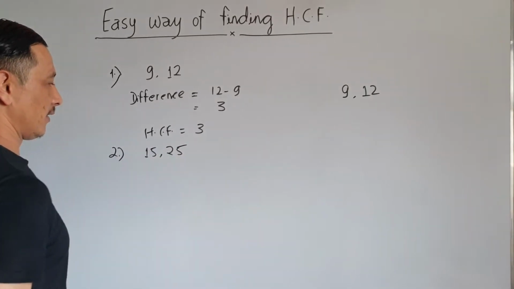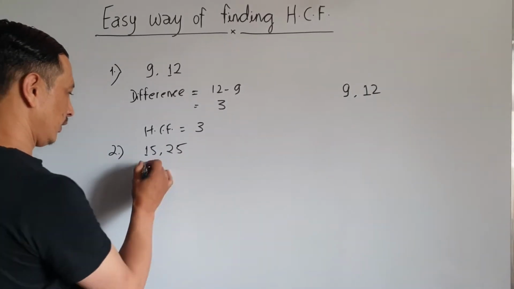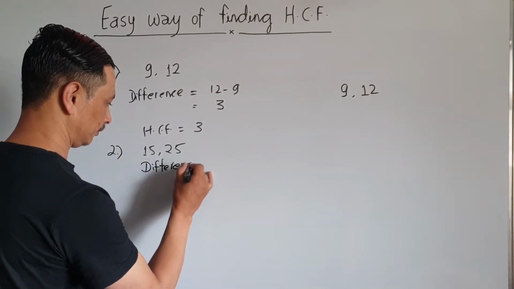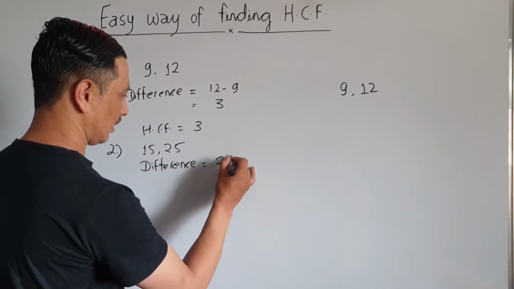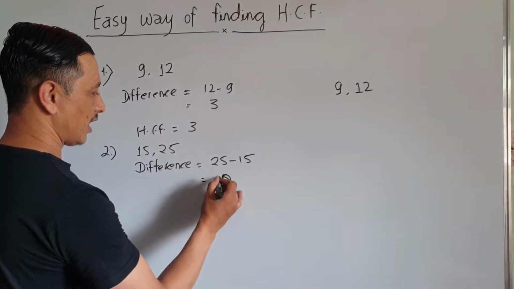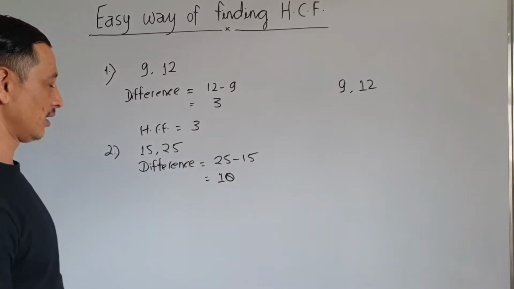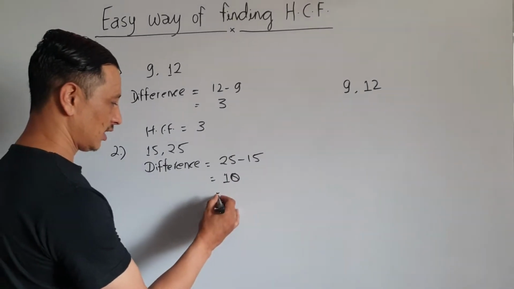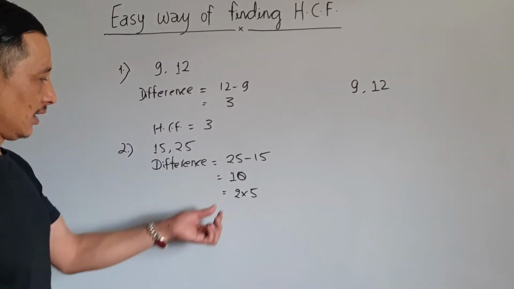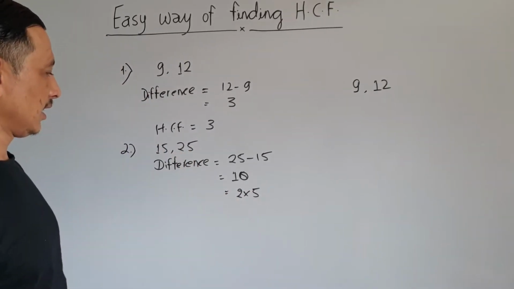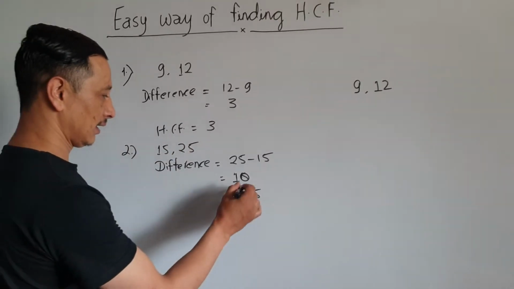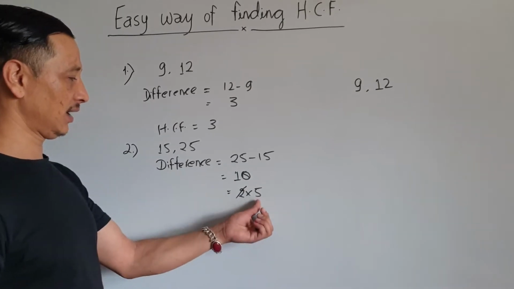Well, let's take another example, 15 and 25. In this case also, we find the difference, 25 minus 15, that is 10. Now we find its factors. 10 is 2 into 5. Now check whether these two factors divide exactly or not. Here 2 does not divide 15 as well as 25, so we cancel this. Now the remaining is 5.